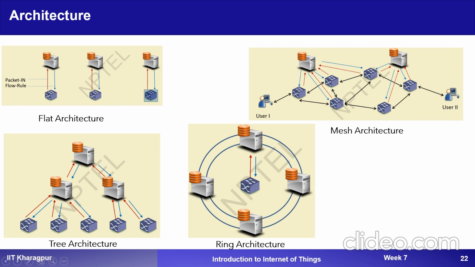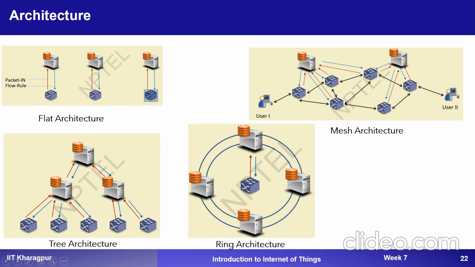The second one is your tree architecture. In case of tree architecture, there are a few switches which are handled by a particular controller. There are a few others which are handled by another controller, and there is one main controller which is going to handle the subcontrollers. So in the form of a tree, the controlling of different devices takes place.